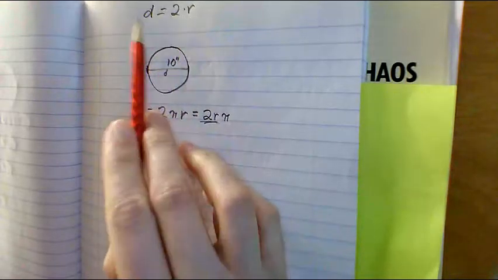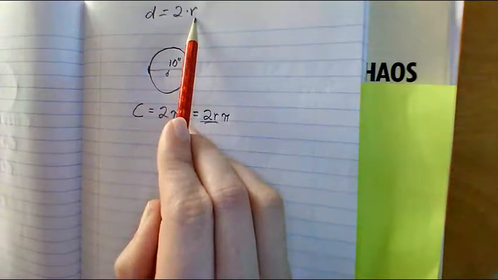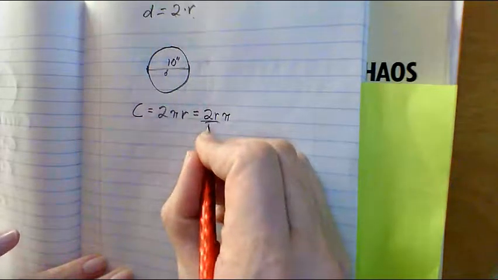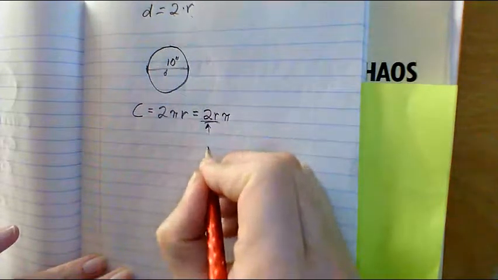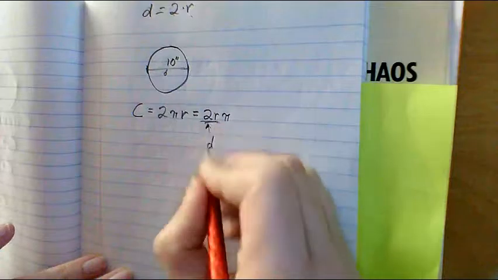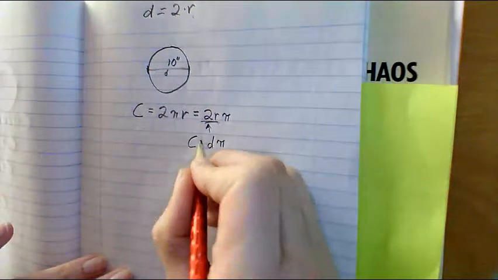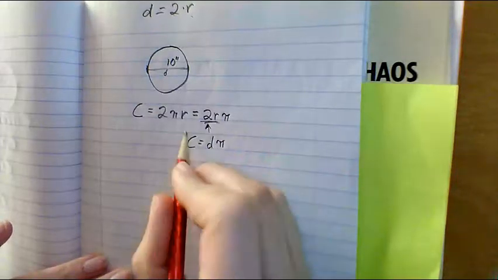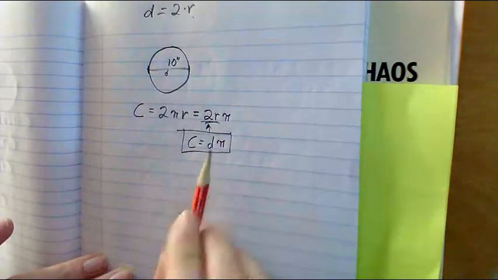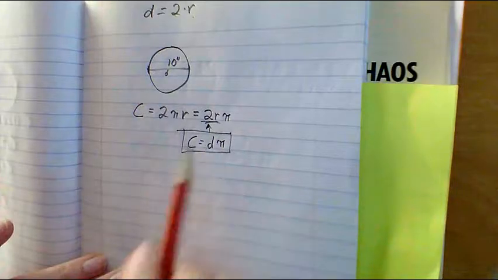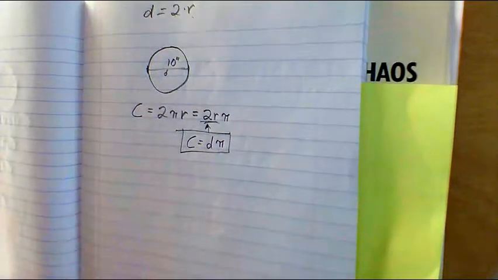But notice what I have up here. Diameter equals 2 times r. So I can actually redo this. I could replace this with substitution. I could say d for diameter times pi. So circumference equals diameter times pi. So that's the form that you're going to use if you have diameter.